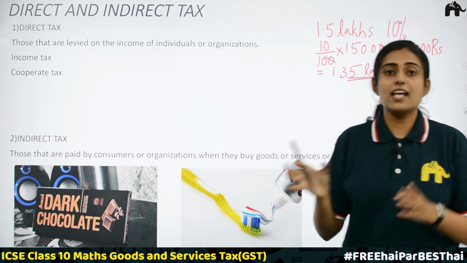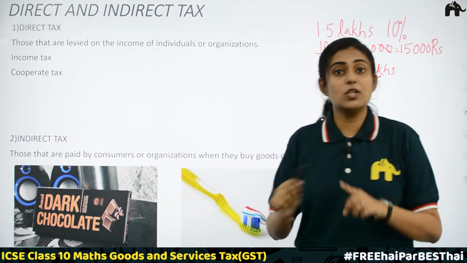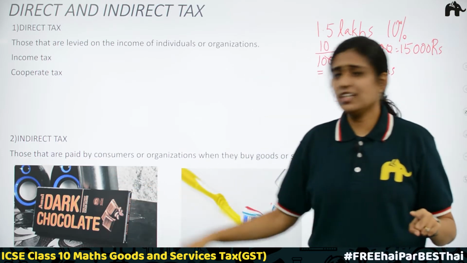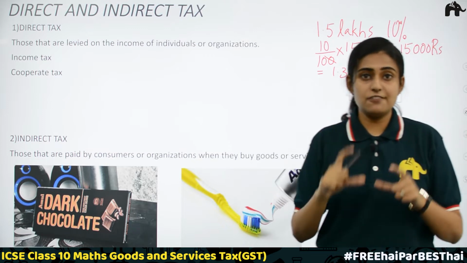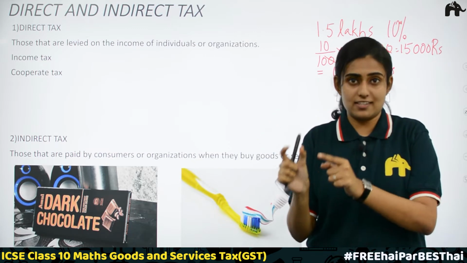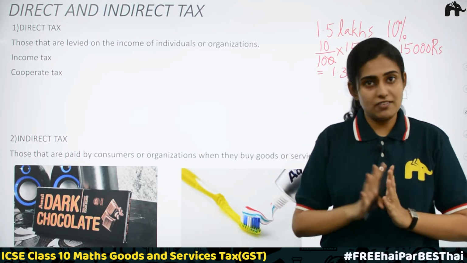In case of direct tax, we know the exact amount we are paying to the government. In case of indirect tax, we don't know the exact amount. When we take these products, you can find somewhere it will be written like inclusive of all taxes. Inclusive of all taxes means tax is included within.